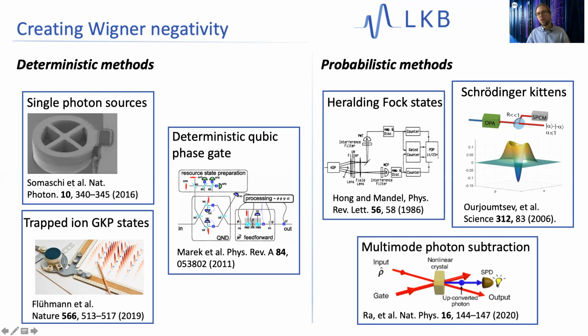And so what we do in our group is we do this for not just one mode. This would be like one quantum harmonic oscillator, but we do this for many-mode light, in highly multimode light, where you actually can think of having many quantum harmonic oscillators.